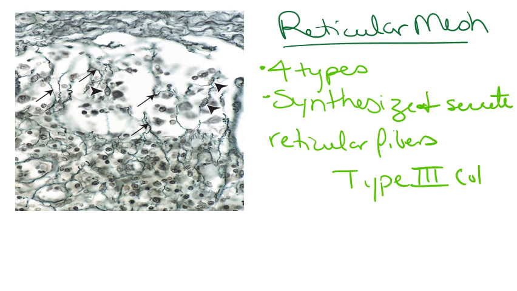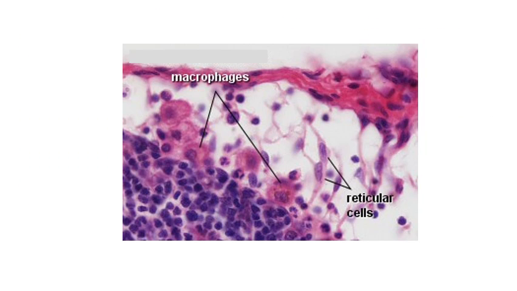All right, so reticular mesh. We have 4 different types. They synthesize and secrete reticular fibers, and those fibers consist of type 3 collagen, which we can see. These are our reticular cells where the black arrows are pointing to, the thick arrows, and then the thin arrows are going to be the actual reticular processes that are being created. This network that's been created by these reticular cells and fibers is trying to search for antigen and clear it out, as well as performing its antigen-presenting cell duties.